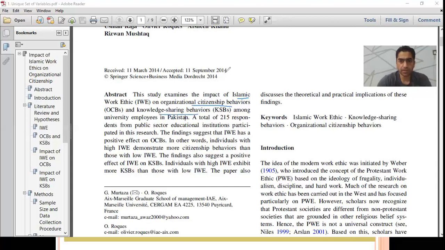So simply, the model is about Islamic work ethics. Here it is the independent variable. Islamic work ethics is impacting knowledge sharing behavior and organizational citizenship behavior. So here we have one independent variable and two dependent variables. The model is simple and based on an independent to dependent relationship. But what's the novelty in this study?